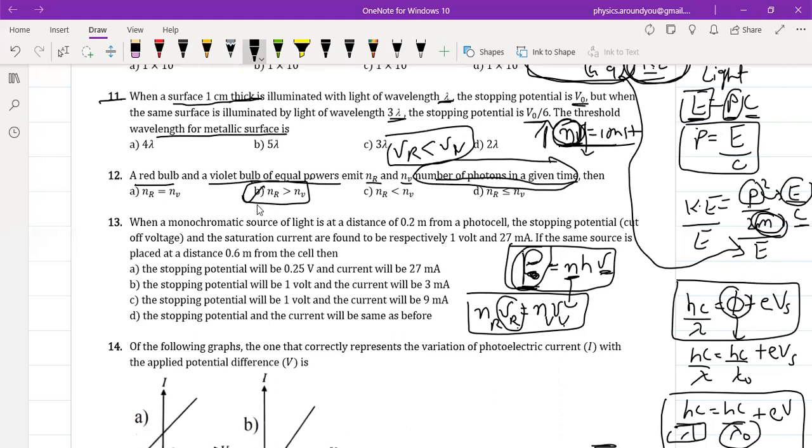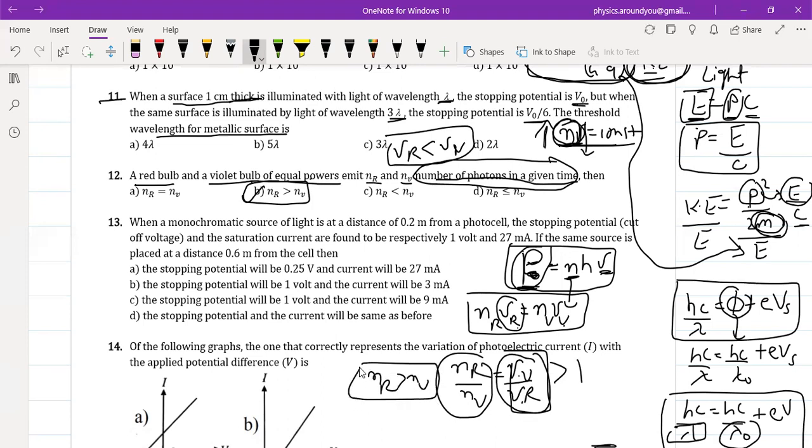If you don't like this approach, conventionally NR by NV should be equal to nu V by nu R. Frequency of violet is greater than frequency of red, so this whole thing is greater than 1. So I can say NR is greater than NV. We straight away arrive at this. But if you are a logical person, you can say that if frequency is less, to keep the product the same, N should go higher. That is the appropriate way to look at question number 12.